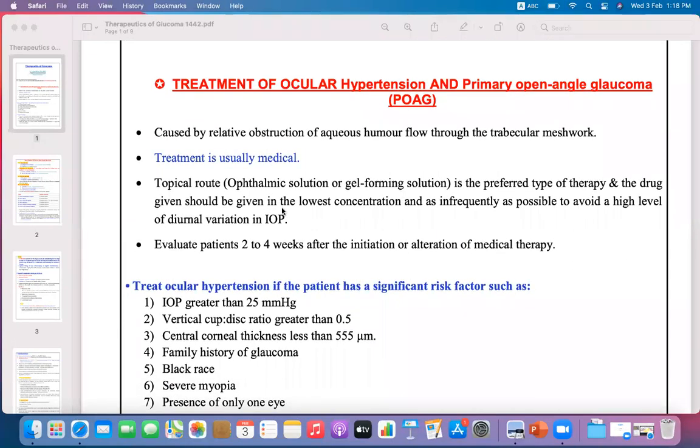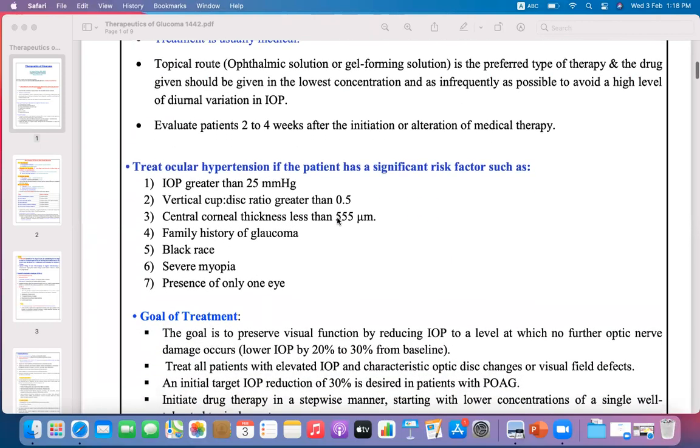And generally, the topical route means ophthalmic solution or gel forming solution. We need eye drops, ophthalmic solutions, maybe eye ointments, as the preferred type of therapy because our target is the eye. So the drugs are generally used in the form of eye drops or eye ointment, and the drug should be given in the lowest concentration and to avoid variation in the intraocular pressure.